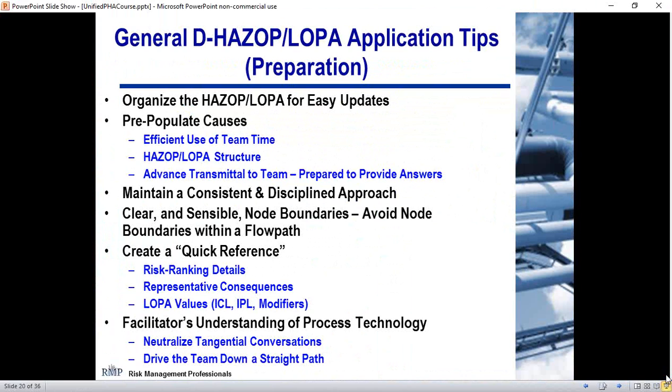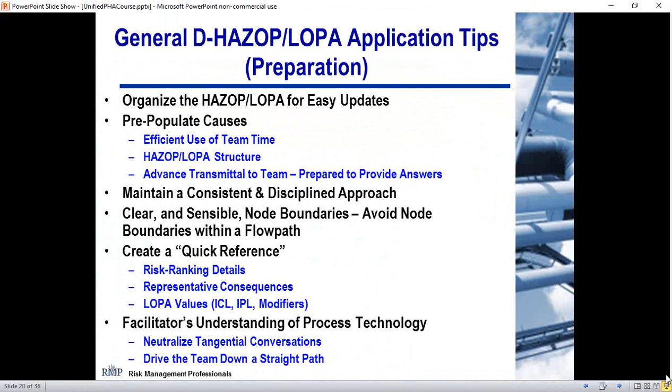To get ready for a design HAZOP and LOPA, you want to make sure that you organize the overall HAZOP and LOPA for easy updates. Recognize that no design is ever 100% final. Wonderful, go out and build it. There's always cycles. So anticipating the fact that you're going to be updating the HAZOP and LOPA is important. Organizing it with respect to proper noting, how you organize the causes, having a systematic approach, very, very important.